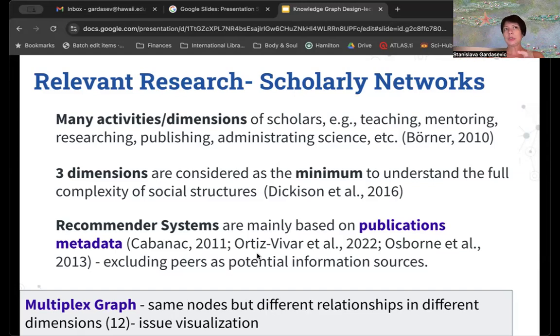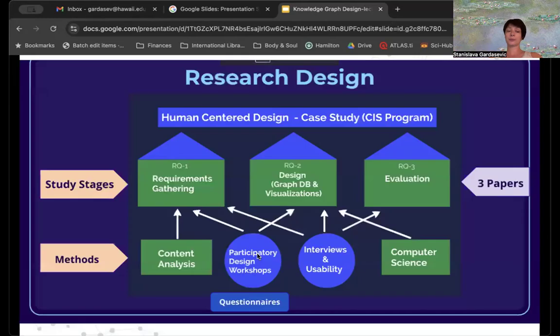So basically, the more nodes you show in the picture of these multiplex graphs and the more dimensions you want to depict, the more complex it gets. So that aspect of visualizing multiplex graphs is an unresolved area here.